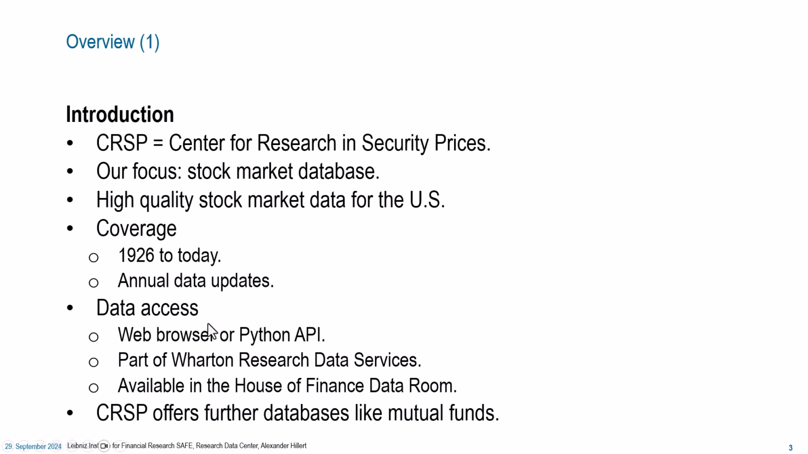Regarding the data access, you have different options. You can use a web browser or you can use an API, for example, using Python. In the later part, when we do data selection and downloading, we will use the web interface, which is, I think, more convenient for people who do not have a solid programming background. CRSP is typically part of the Wharton Research Data Service platform where different databases are provided, but it would also be possible to get CRSP as a standalone product. If you're at Goethe University Frankfurt or at the Leibniz Institute SAFE, what is important for you is that CRSP is available in our House of Finance data room.